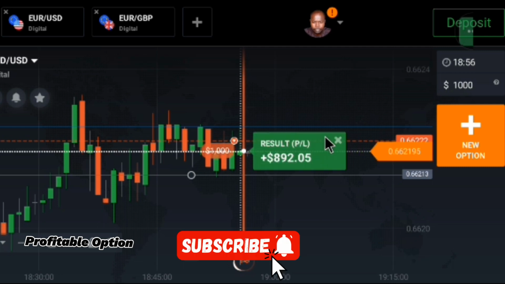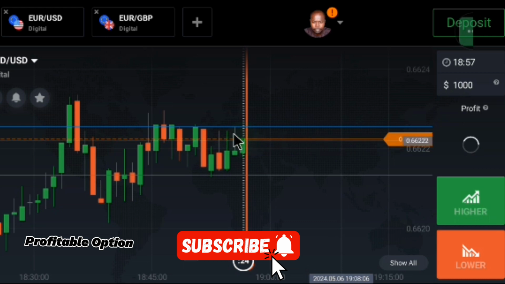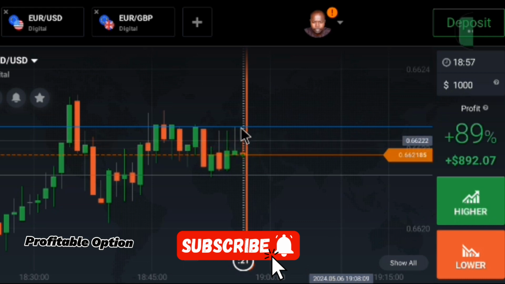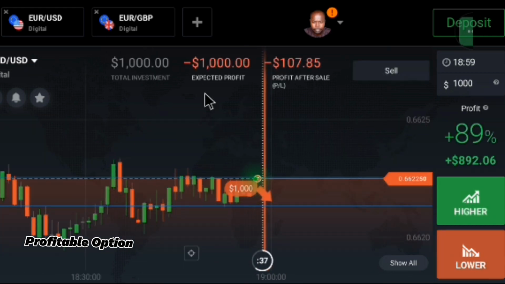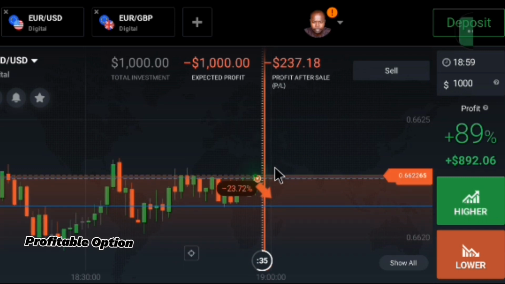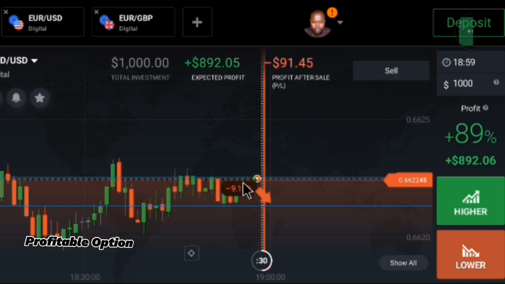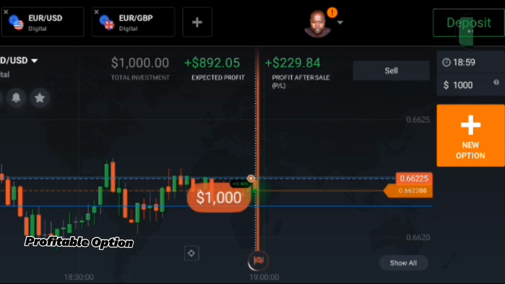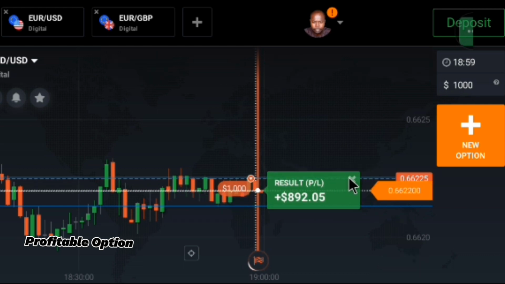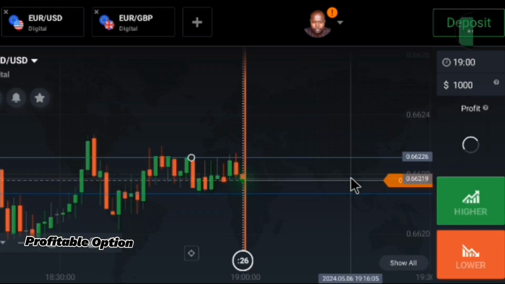Okay, so I won this trade. Like I said, I said that this is a strong resistance area. Okay, I place a trade here. All right, so I place another trade because it might reverse here because of all these aforementioned reversal. Okay, so I've won the second trade.